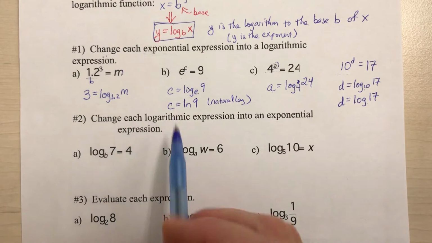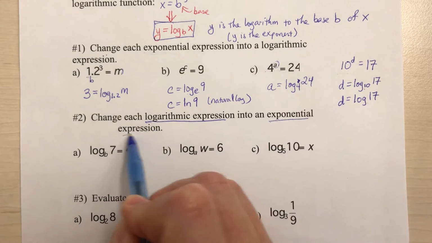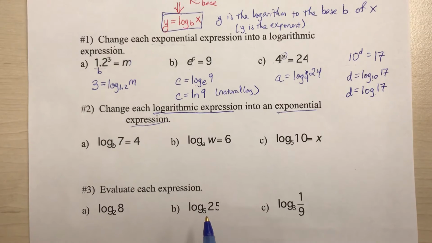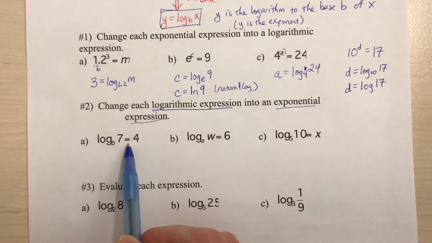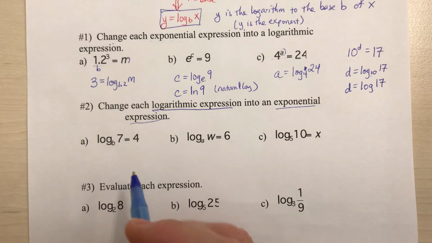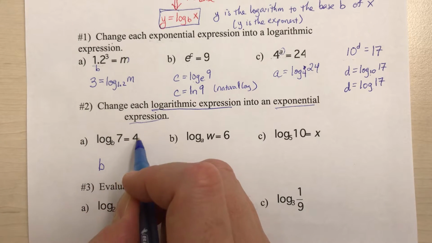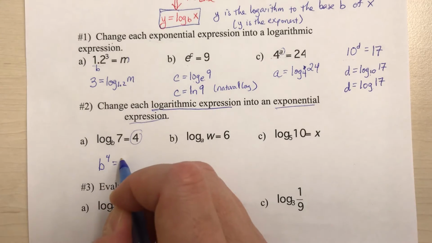Number 2, let's change each logarithmic expression into an exponential. So now let's go the other way. Let's go from the logarithm to the exponential. So the log base b of 7 is equal to 4. Now when we write an exponent, we need the base. In this case, the base is b. The exponent is this value. So b to the 4th is equal to 7.